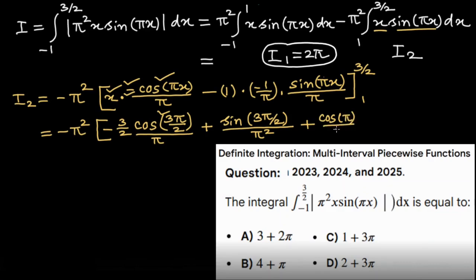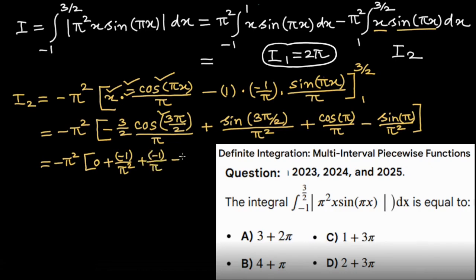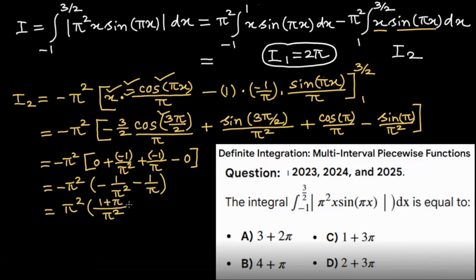Minus pi square into, since cos 3 pi by 2 is 0, this will be 0, plus sin 3 pi by 2 is minus 1 upon pi square, plus cos pi is minus 1 upon pi, minus sin pi is 0. Minus pi square into minus 1 upon pi square minus 1 upon pi, square into pi square, 1 plus pi. So we get I2 equals, cancelling pi square, 1 plus pi. Let's write here I2 equals 1 plus pi.